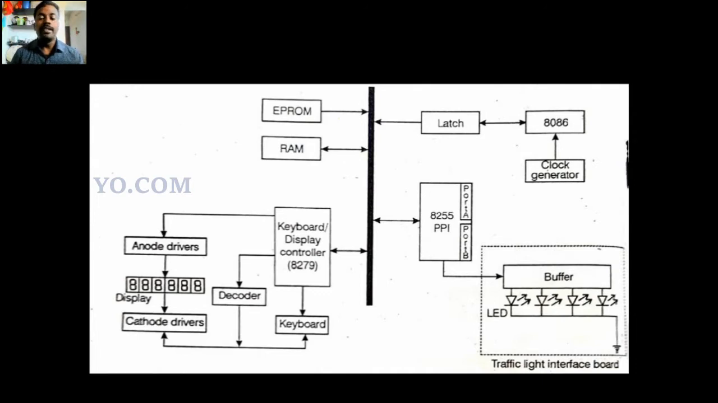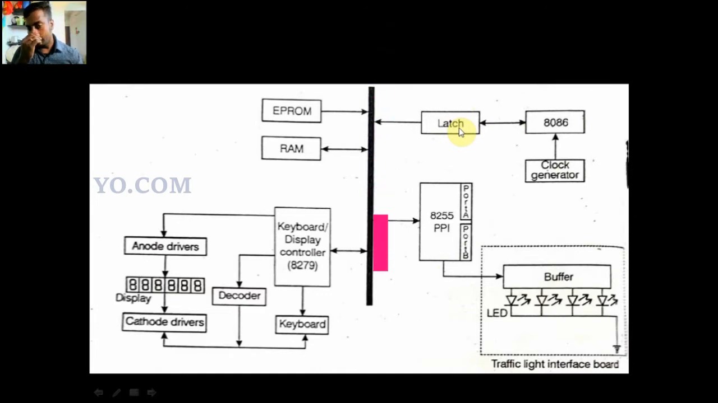On the right hand side we have two major blocks. One is the 8255. The 8255 is connected with the system bus, and the port of the 8255 is connected with the LED lights through the buffer. Another block is the 8086. The 8086 executes the programs from EEPROM, and it provides the control signal through the latch.